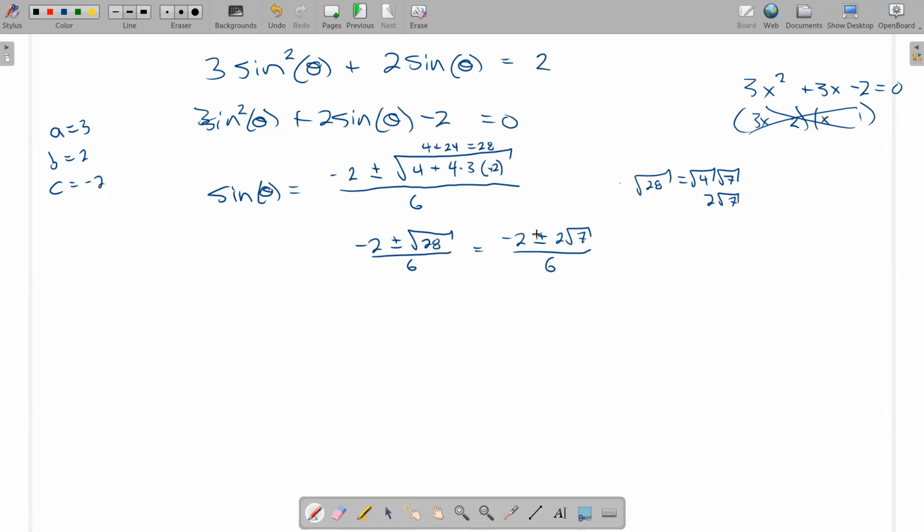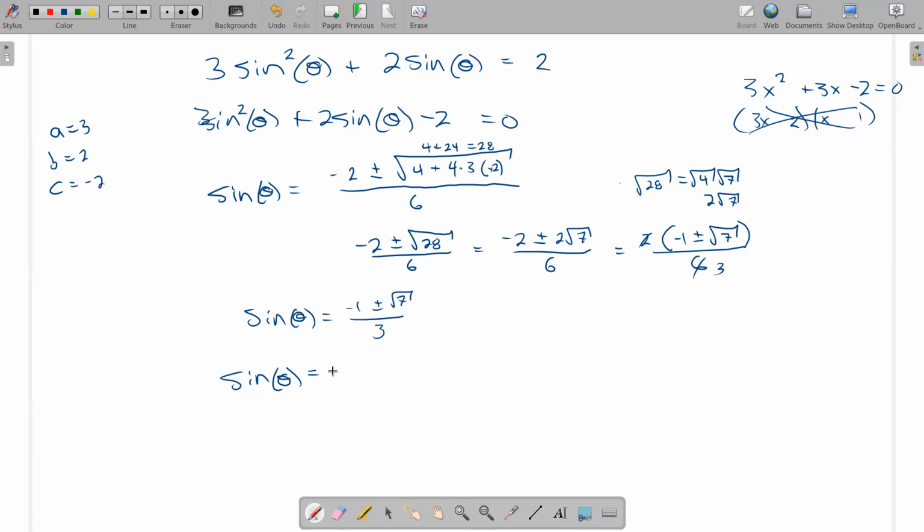And since there's a factor of 2 in both parts of the sum or difference in the numerator, I can pull that out. So 2 times negative 1 plus or minus the square root of 7 over 6, and 2 goes into 6 3 times. All right, so what we have now is the sine of theta is equal to negative 1 plus or minus the square root of 7 all over 3. So I have 2 different versions of this, right? The plus is one, the minus is the other. So we break those down next.